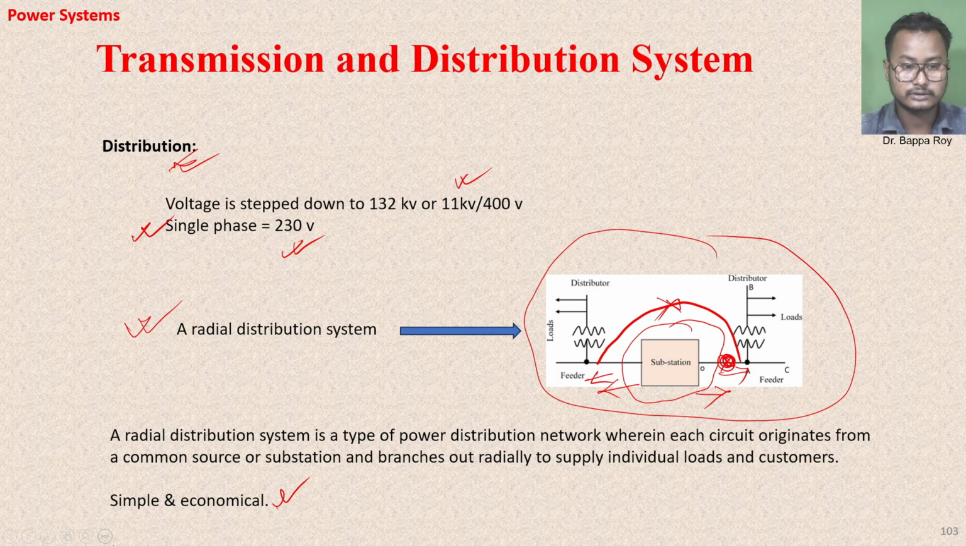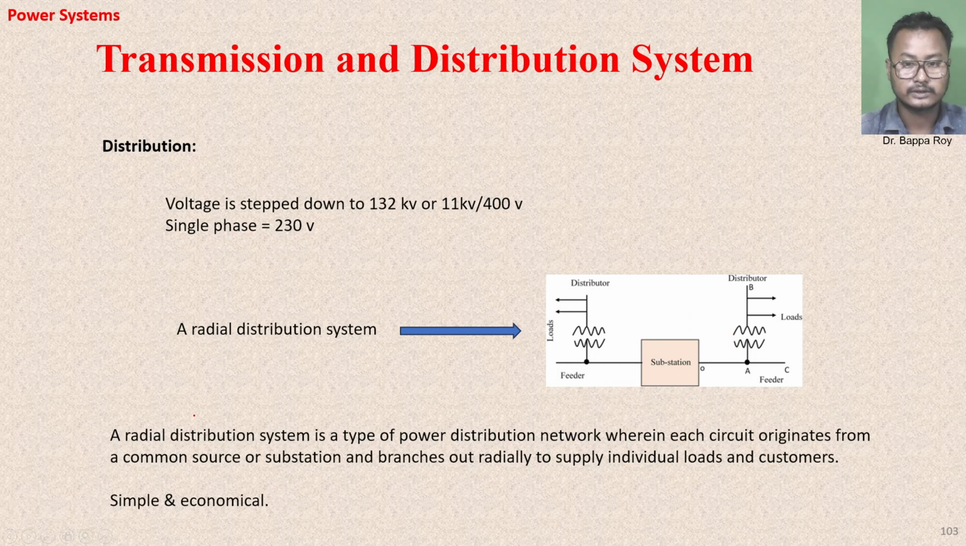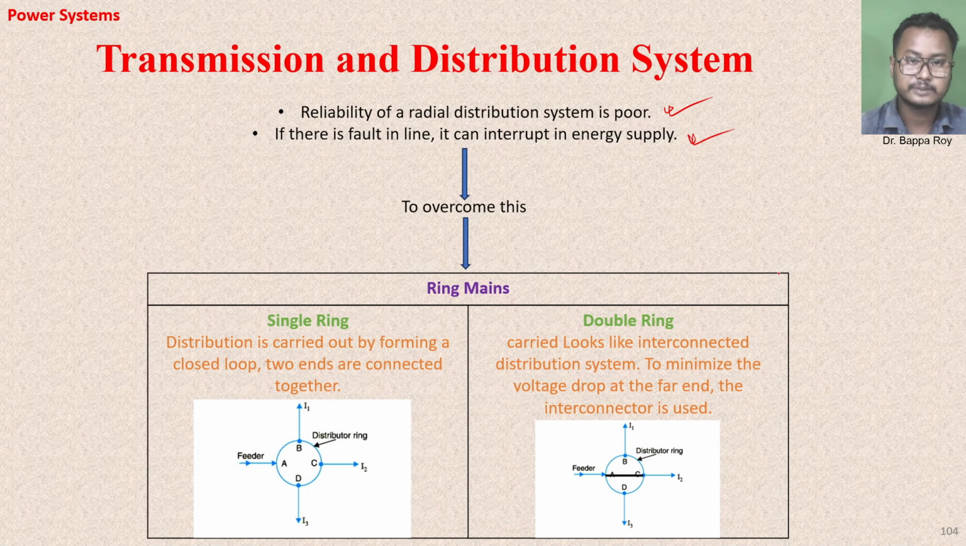suppose here in this position, if there is any fault in this place, all the loads or the consumers connected here, on this side, all the consumers connected here will not get power. So that thing we are saying here: if there is a fault in the line, it can interrupt the energy supply.